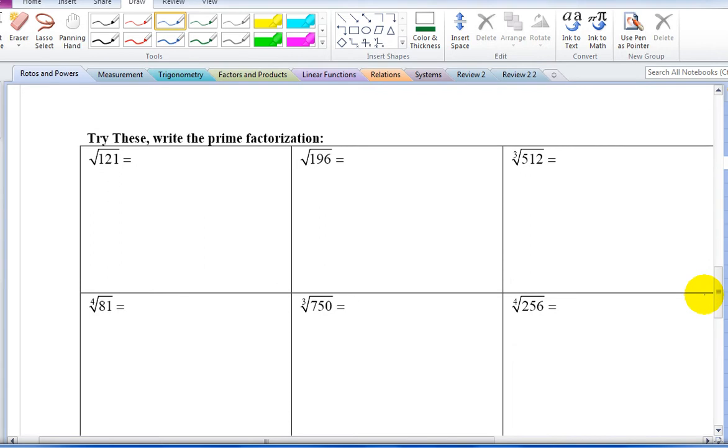Okay. What's 121 square rooted? 11. Good. 196. Oh. Try it real quick. Well, you said 14, right? Okay. This one here. Divide by 2. Start it. Use your calculator to help you.